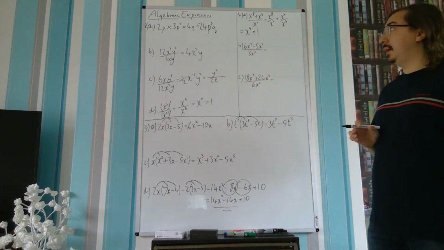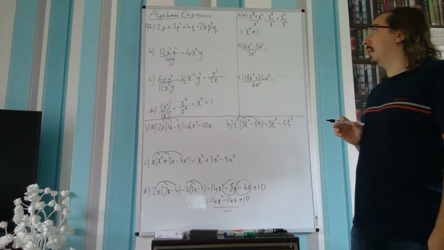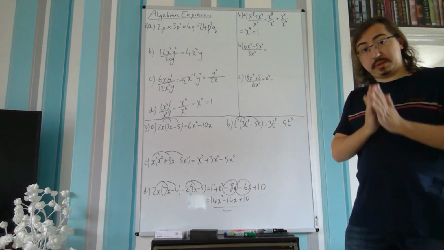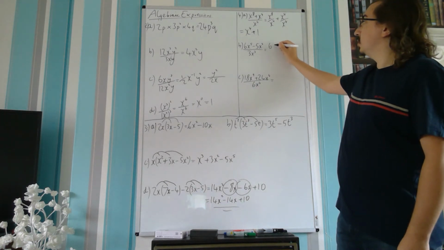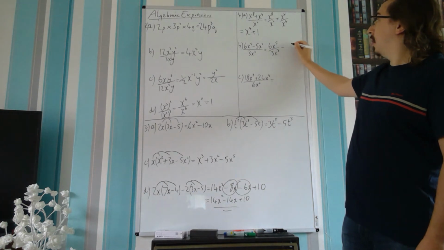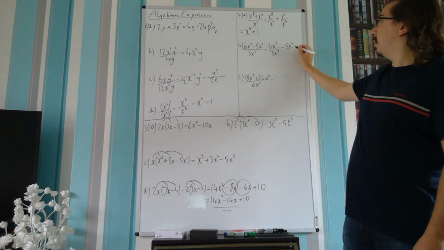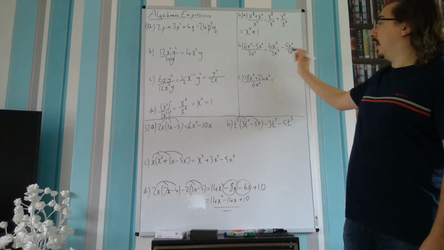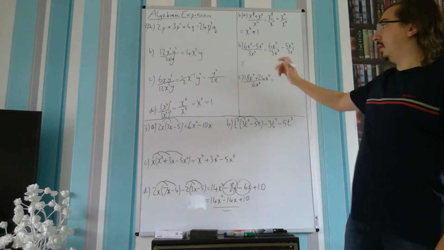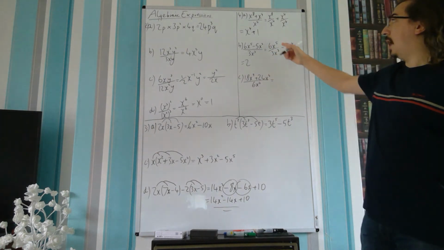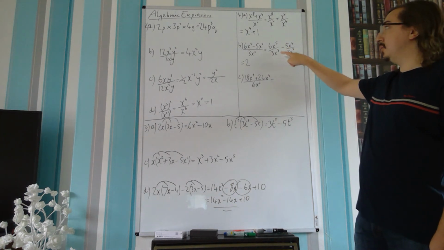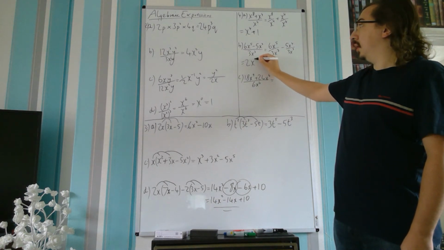Moving on to b then, we've got 6x to the 5 minus 5x to the 4 over 3x cubed. We're going to do a similar idea, split it into two fractions. So we have 6x to the 5 over 3x cubed minus 5x to the 4 over 3x cubed. So when we simplify this, 6 divided by 3 gets us 2. X to the 5 divided by x cubed. Because division, we subtract the powers. 5 minus 3 is 2.